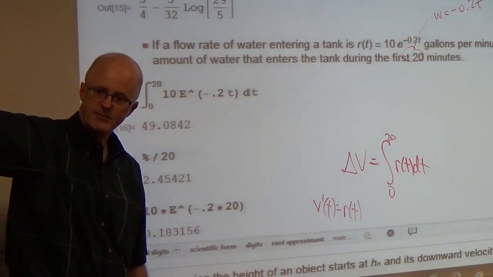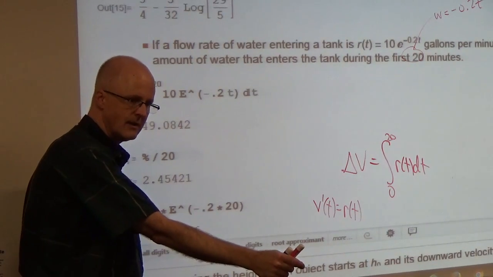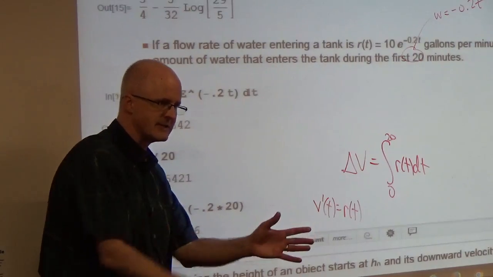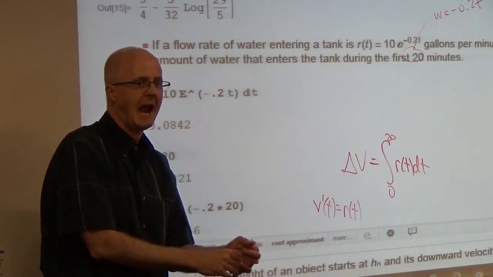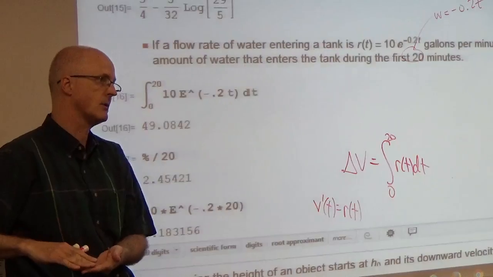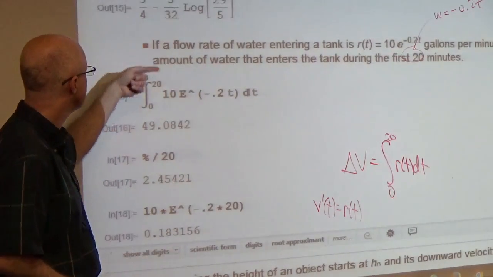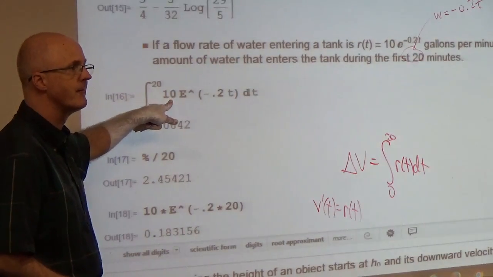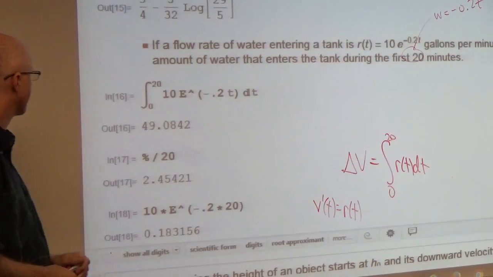It's a decreasing function, but it's concave up. So in a sense, it spends most of its time in low values. So the average flow rate should be closer to the lowest value than it is to the highest value of 10.